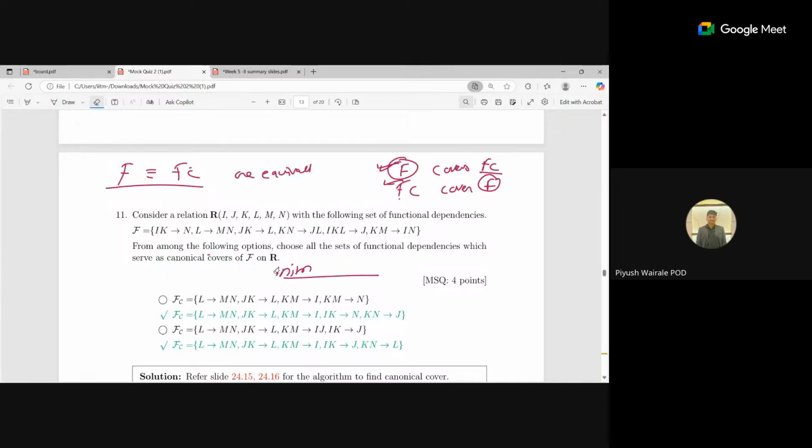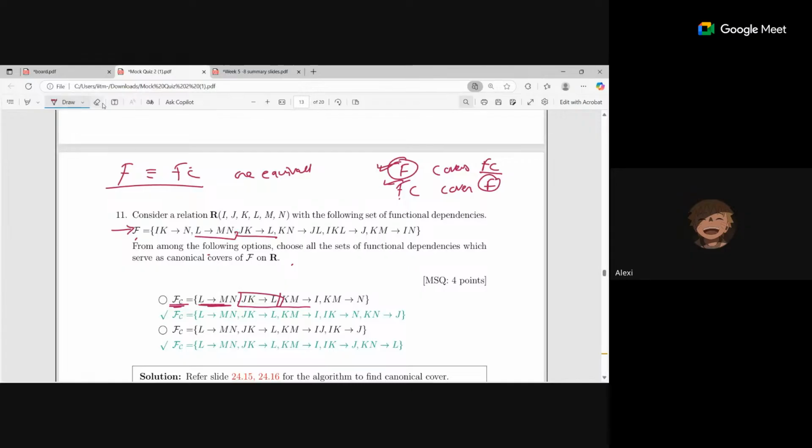Now just check the options here. So L determines Mn. First, take this as F and this as FC. Can we determine all the attributes of FC using F? Can we determine L, Mn? Already present. What about this? Already present. KMI is present. The last one, KM determines I, KM determines N. Is this present? Yes. So F covers FC, but whether FC covers F, we need to check now.